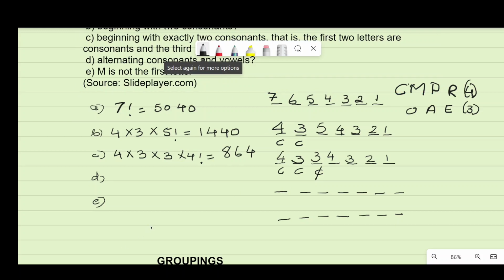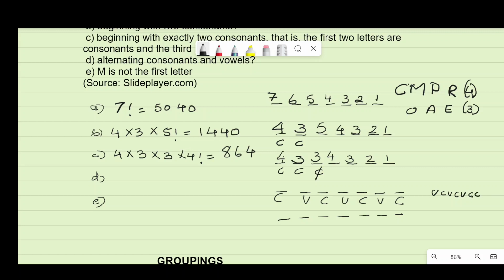Okay, let me write what is happening when alternating consonants and vowels. That means we can have a consonant here, a vowel here, consonant and a vowel, consonant and a vowel, and a consonant. And this is the only choice. This is the only way of arranging, because if you start with a vowel, it's vowel, consonant, vowel, consonant, vowel, consonant. Then you don't have another vowel remaining.